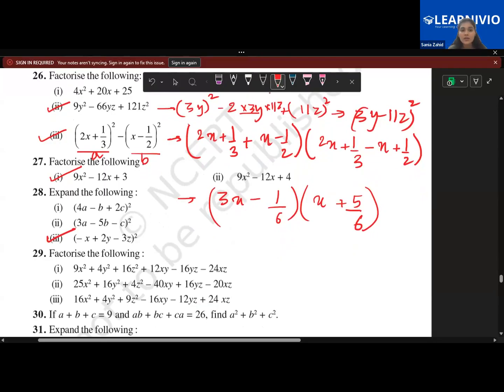Now the next one is 9x square minus 12x plus 3. So you will take the constant term and the coefficient of x square, multiply it, you get 27. 27 can be written as 1 into 27, 3 into 9, and it's not divisible by any other number. So we will take 9 and 3 only. So it became 9x square minus 9x minus 3x plus 3. So we'll get 9x(x minus 1) and 3(x minus 1), so it will be (x minus 1) and (9x minus 3), like that you will get. Okay.